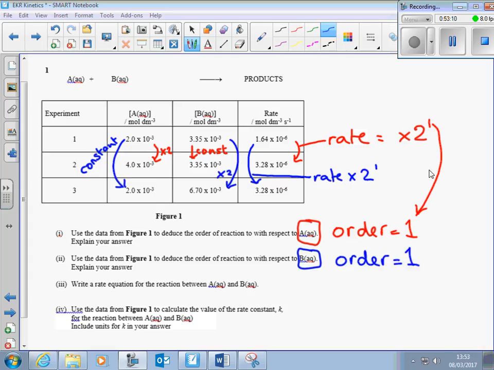Now, a rate equation then for the reaction between A and B. And it is literally just rate equals, what's the first thing we write? k. And then it's concentration of A to the power, so we don't write it, times concentration of B to the power, so we don't write it. And so there's your rate equation.